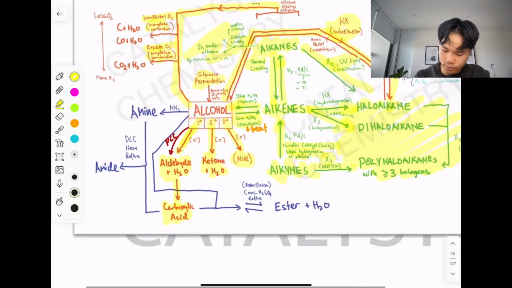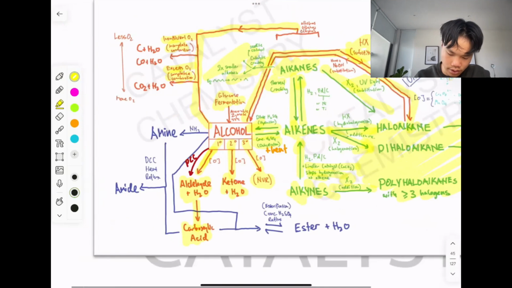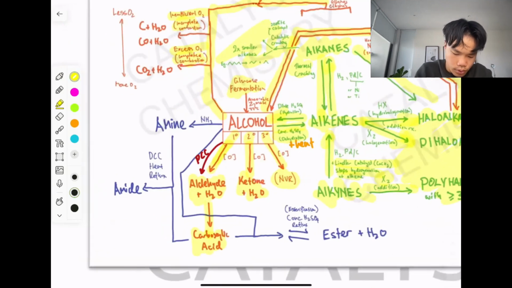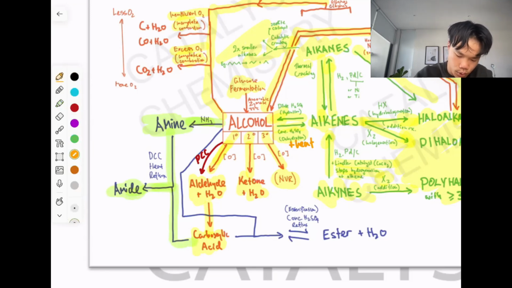Final thing is your organic acid and base reactions. So you can make an amine from alcohol with NH3, but this isn't strictly syllabus. And then in order to make an amide, you need DCC with heat and reflux when you react an amine and carboxylic acid. And in doing so, you also spit out a water because it's a condensation reaction.